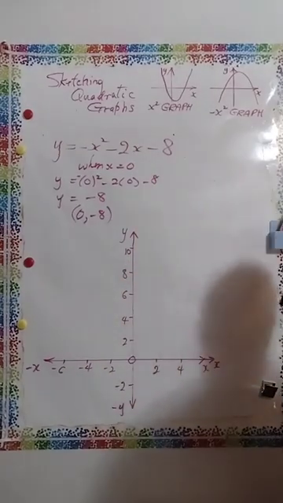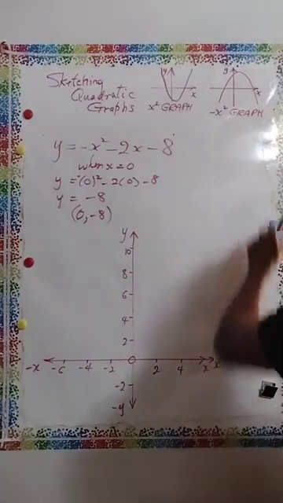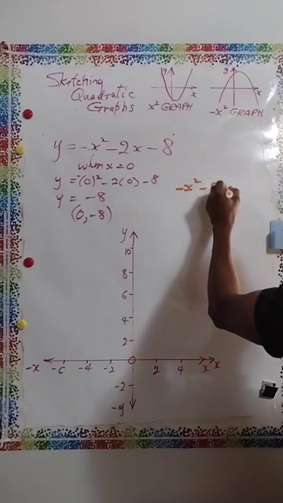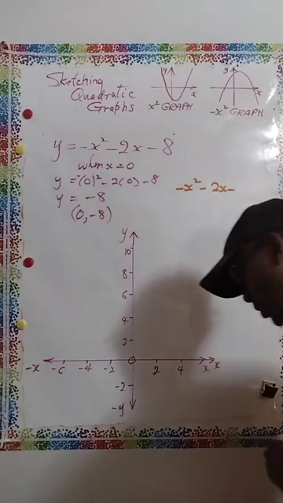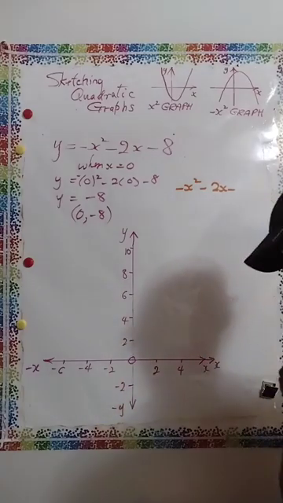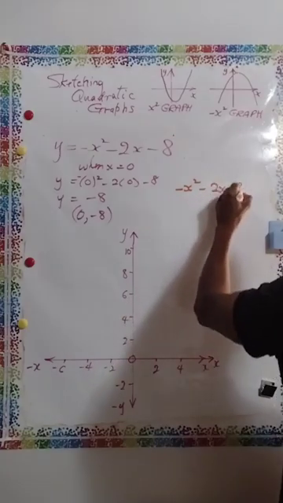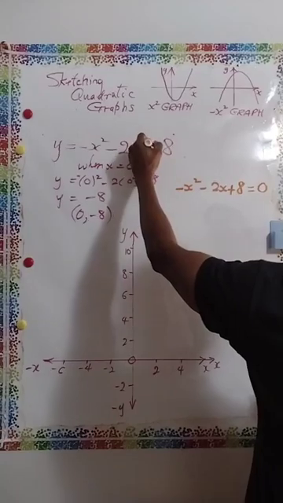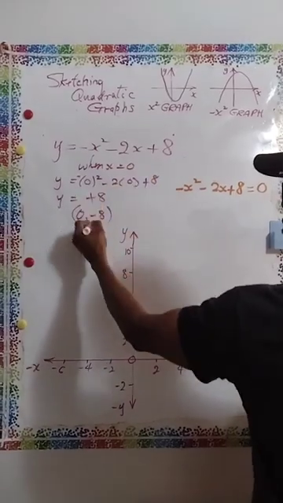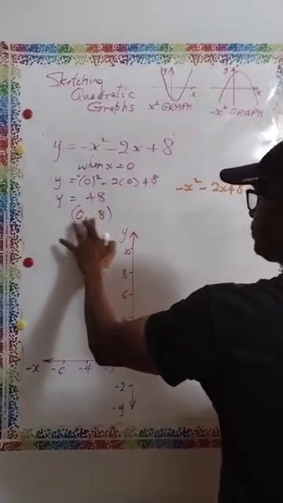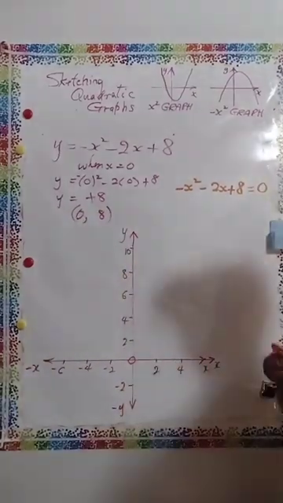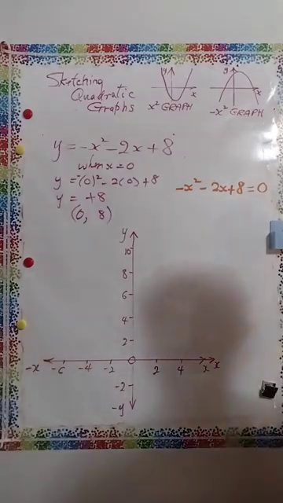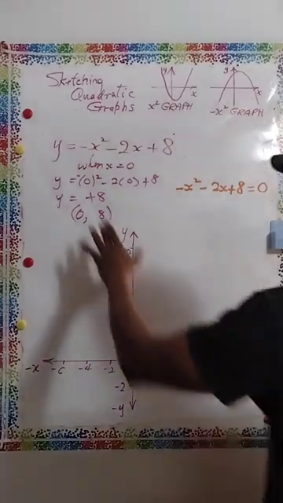Get another color marker. We have negative x squared minus 2x, that's plus 8, equal to 0. This is the plus 8. Sorry about that, my bad. Good. As you make mistakes along the way, you can correct them before the time runs out. Yeah, but the aim is to minimize mistakes.